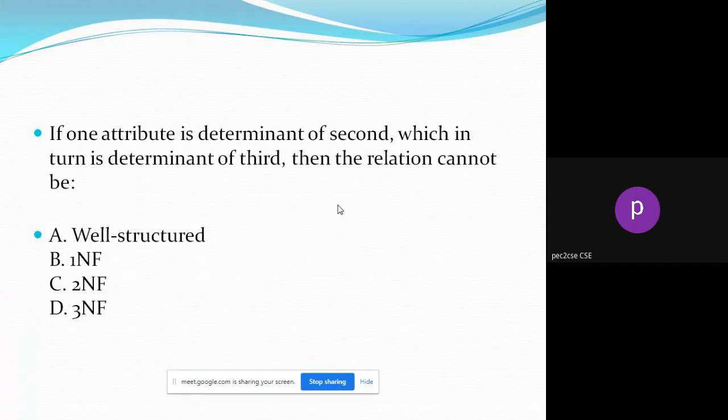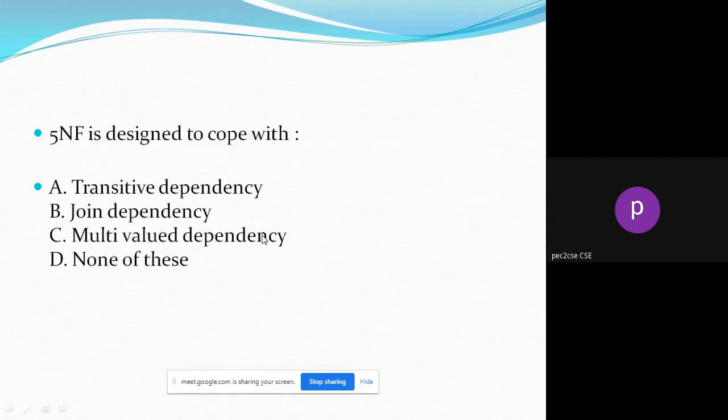Next, if one attribute is determinant of second, which in turn is determinant of third, then the relation cannot be in third normal form. If one attribute is determinant of second attribute, and the second attribute is a determinant of a third attribute, here is a transitive dependency. Then the relation cannot be in a third normal form. Option D, third normal form, is the right answer.